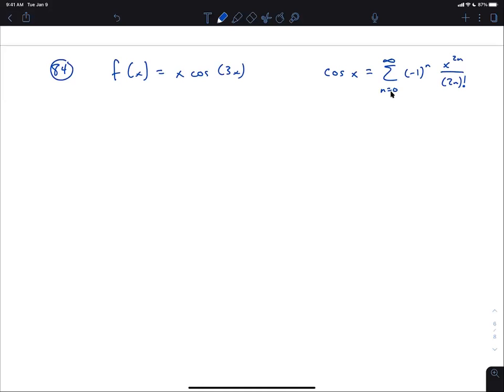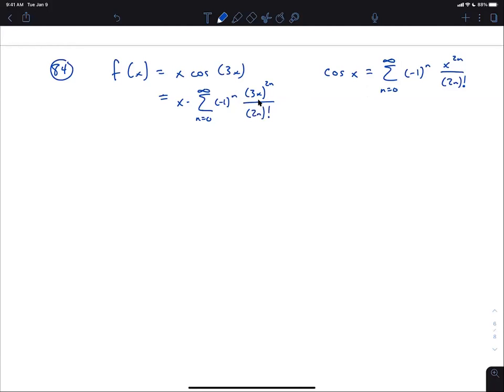So the way this works is that if cosine x is equal to this with x here, cosine 3x is equal to this with 3x here. So then you've got x times the sum n equals 0 to infinity of negative 1 to the n, but instead of x to the 2n, it's 3x to the 2n over 2n factorial. Now there are two more things we can do, but first, to get cosine 3x, we just replace x with 3x. Does that make sense to everybody?